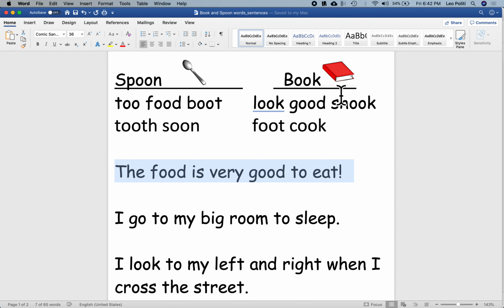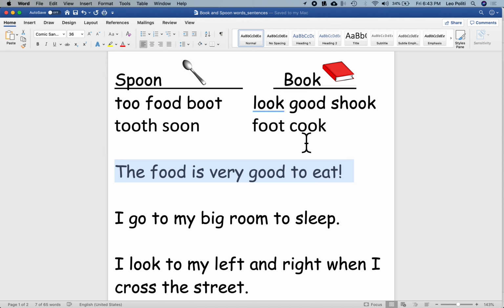Okay, so let's go over to this column for the book card. The book card words. Double O here says as in book. Let's read it. Look, good, shook. Okay, you can say, I got the present and I shook it to see if I can hear what was inside, right? That's the past tense of shake. You don't say, yesterday I shaked the present. No, you say, I shook. That's called an irregular verb. You don't just add ed at the end.